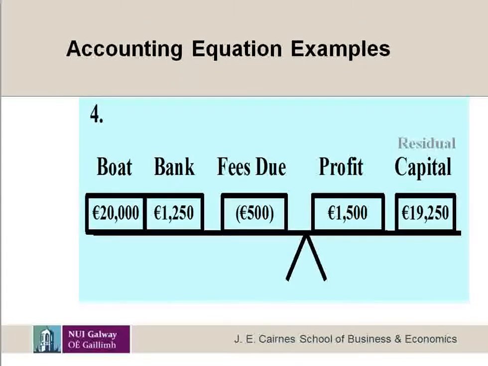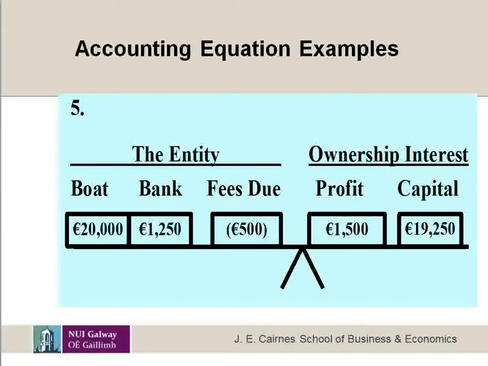Then Brian decides he's going to take 750 euro out of his capital investment that's owed to him by the business. So firstly, we can see our bank account is going to decrease by 750 euro. So we now have a balance of 1,250. And our capital is down to 19,250 euro. So the business actually owes him less money.